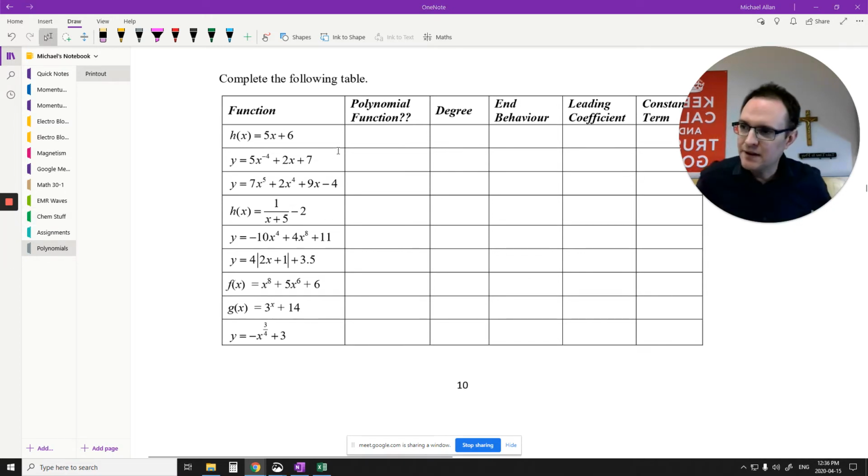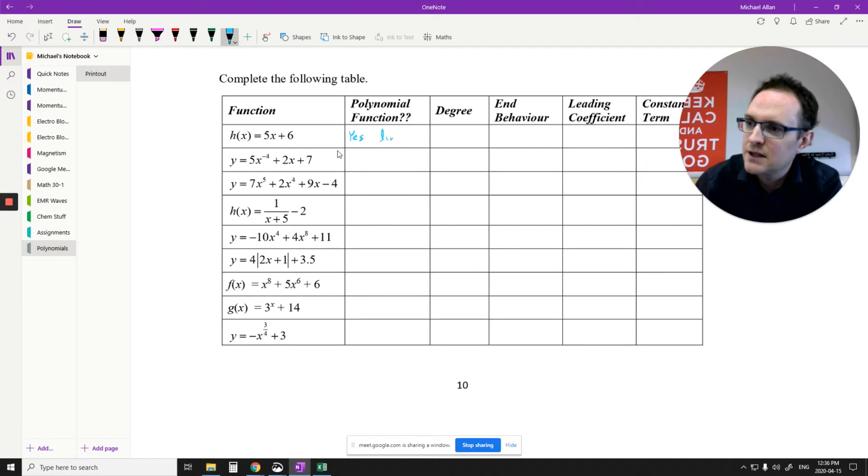Okay, so hopefully you did this. Let's go through. So, polynomial function for the first one? Yes, it is. Technically, it is a linear one, right? Because the highest degree is 1. I'm just going to go down and determine if it's a polynomial first.